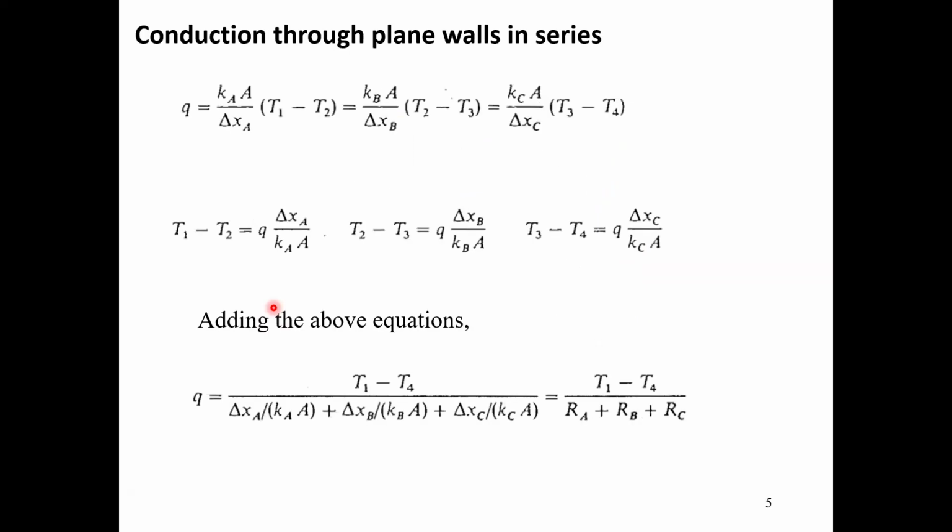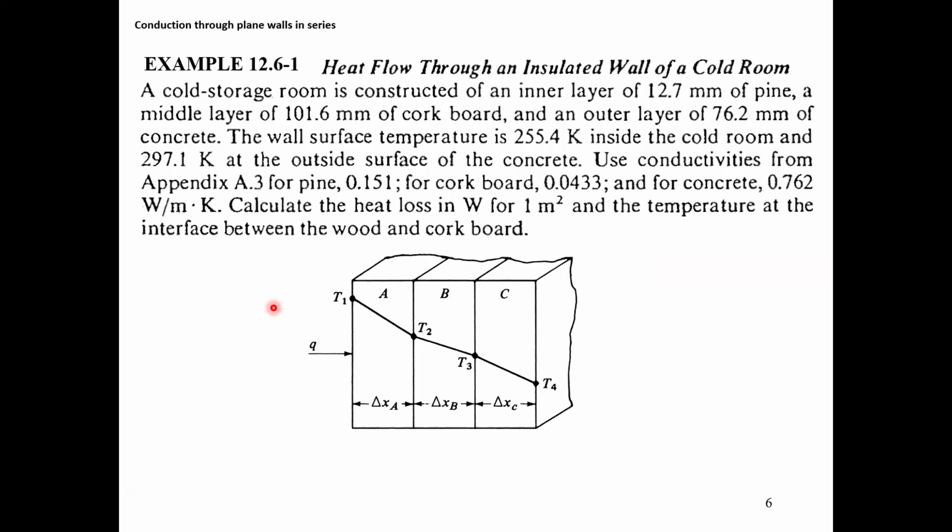I hope everyone is clear with this form now. So now let's look at a problem to see how this mathematical form can be applied. Here is a scenario. A cold storage room is constructed of an inner layer of 12.7 mm of pine, another board of this millimeter thickness, and a third layer of about this millimeter thickness. So thicknesses for A, B, C are given, and the wall surface temperature on one side is given. On the other side it is 297, which is also given.